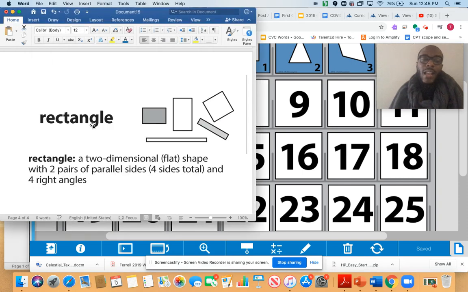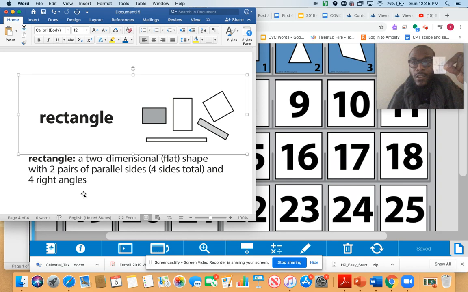So a rectangle is a two-dimensional flat shape with 2 pairs of parallel sides, as we said, 4 sides in total, and 4 right angles. So a right angle is just like an edge of a book, a right angle like this. You can try making this at home with your parents. A right angle. You see that right angle is right here. That is a right angle.